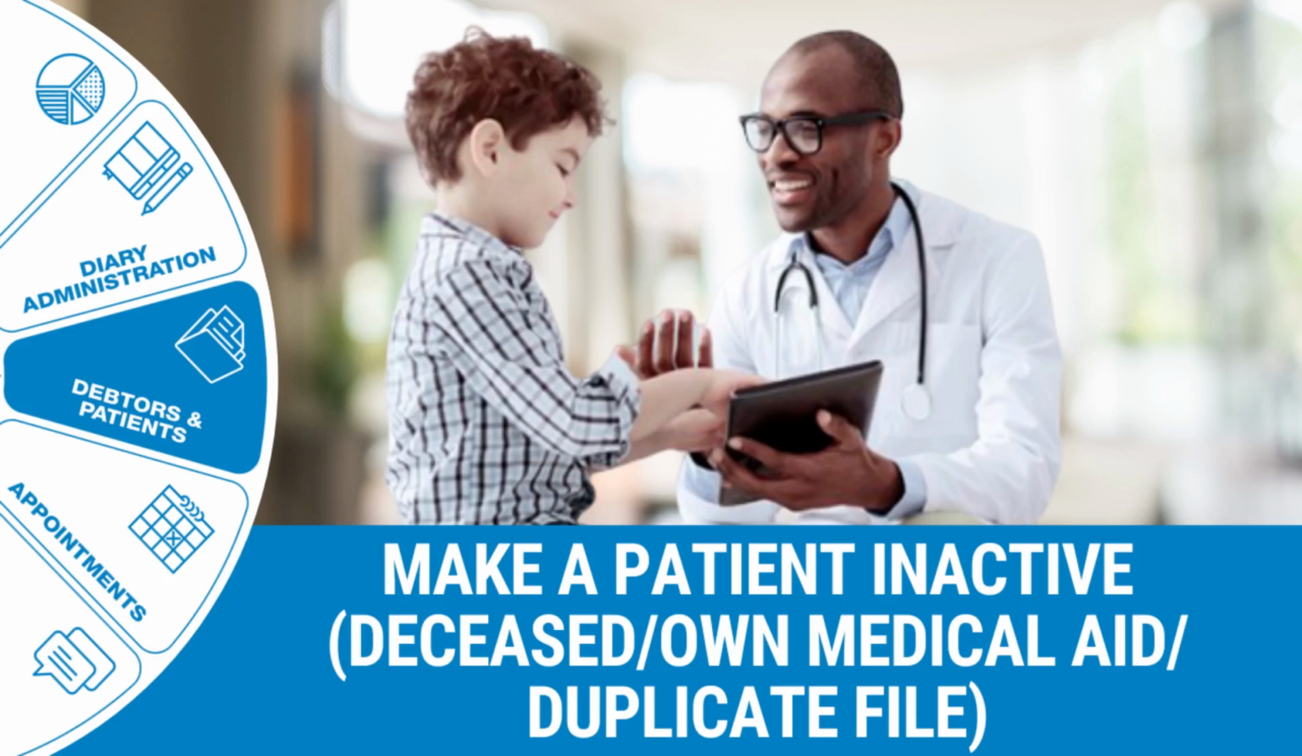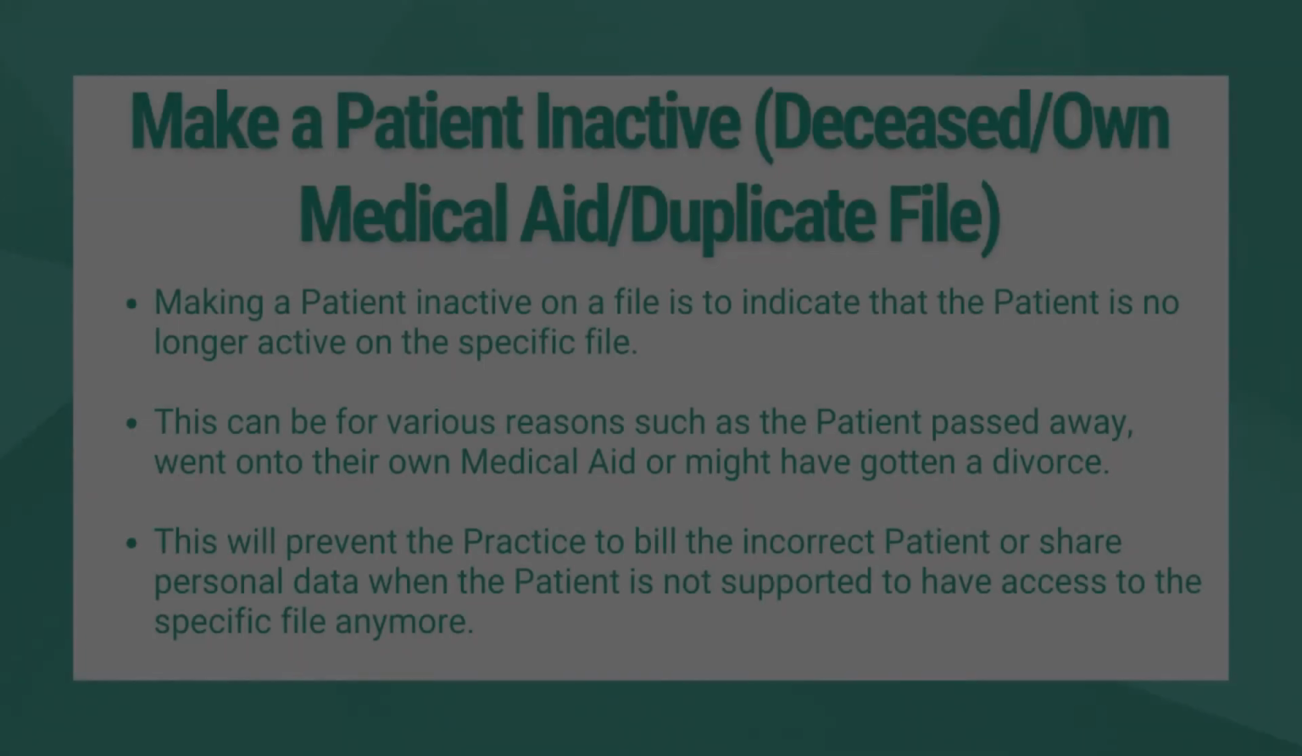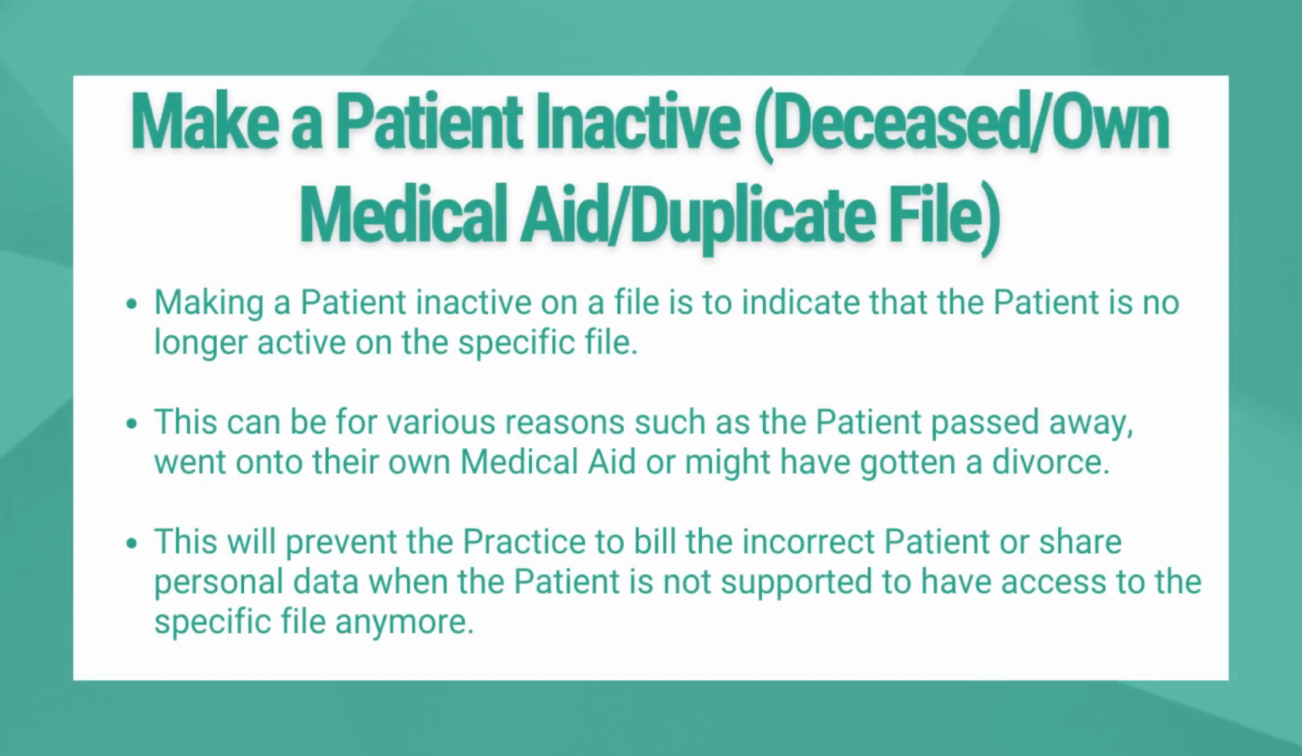The goal of this video is to show you how to make a patient inactive. Making a patient inactive on a file is to indicate that the patient is no longer active on the specific file. To make a patient inactive can be for various reasons, such as the patient passed away, went on to their own medical aid, or might have gotten a divorce. Deactivating a patient will prevent the practice from billing the incorrect patient or sharing personal data when the patient is not supposed to have access to the specific file anymore.